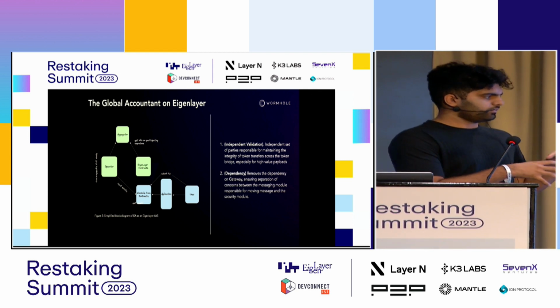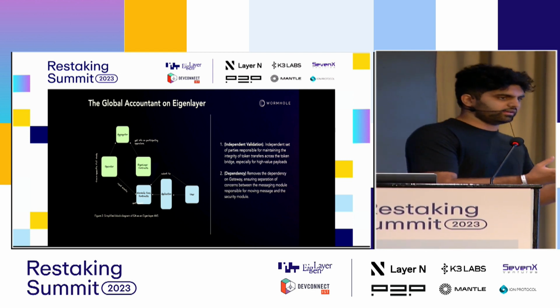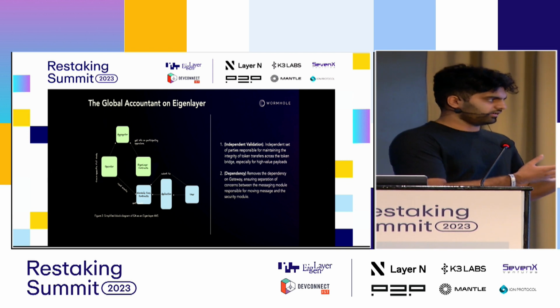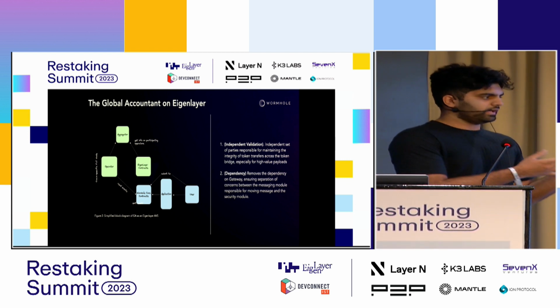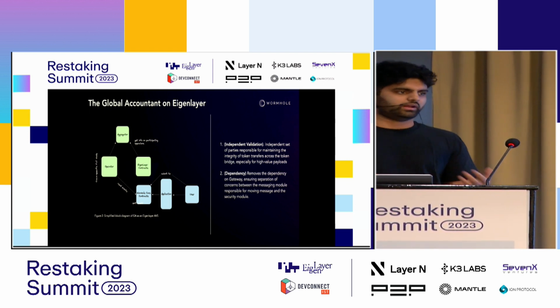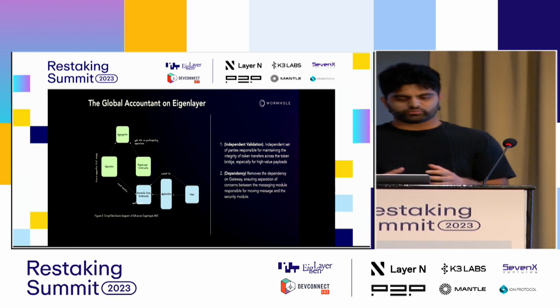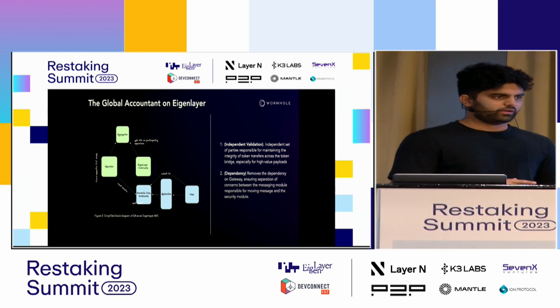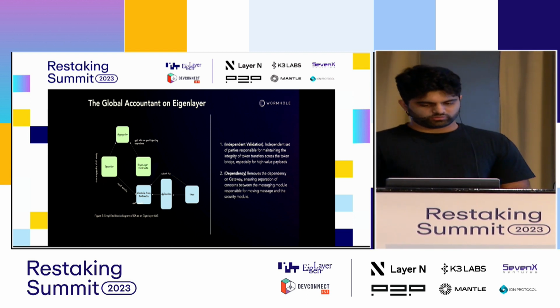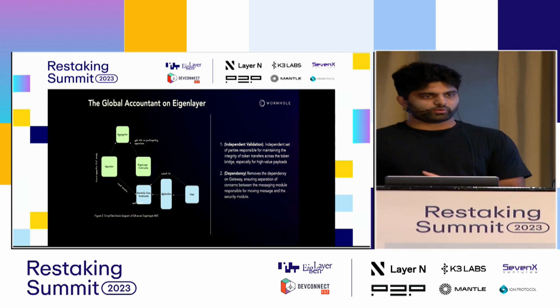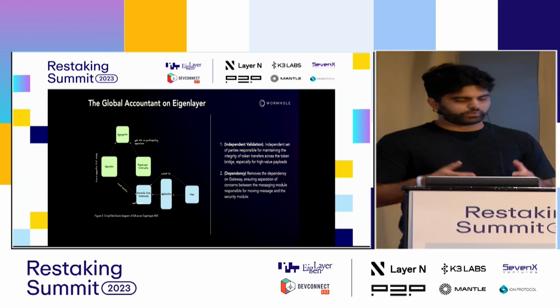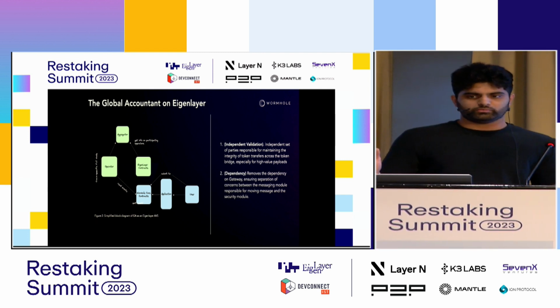You have these node operators that are then sending these things to the aggregators, and then the EigenLayer contracts actually determine which operators can participate in this AVS. And so there's two main advantages that I wanted to highlight here. One is really independent validation. So now we have an independent set of parties that are actually responsible for maintaining the integrity of the token bridge in this case, right?